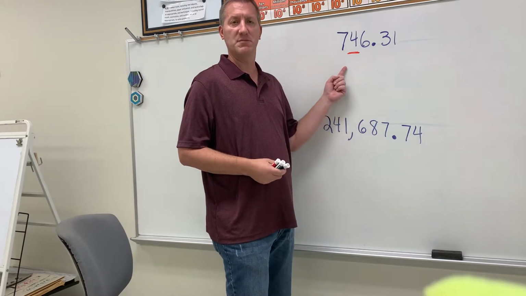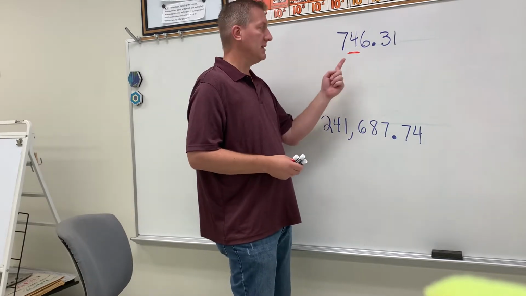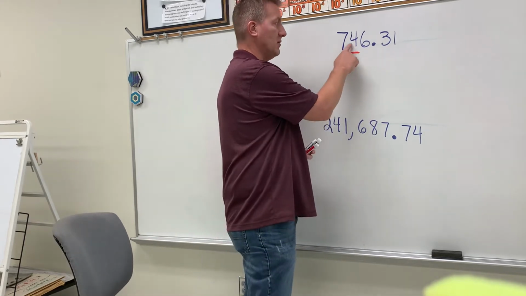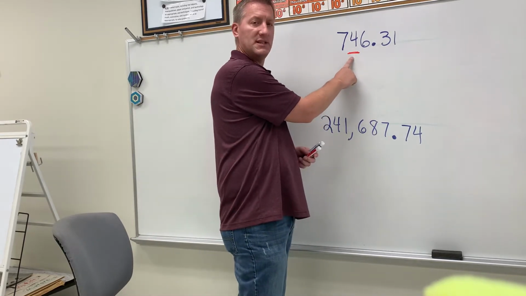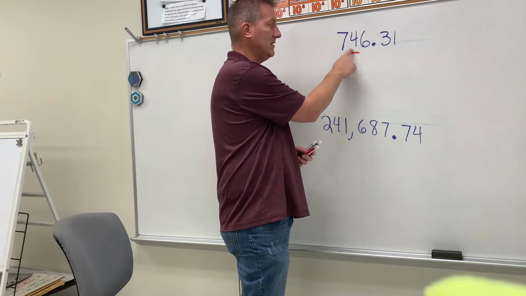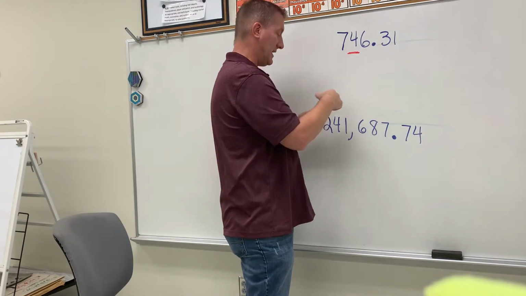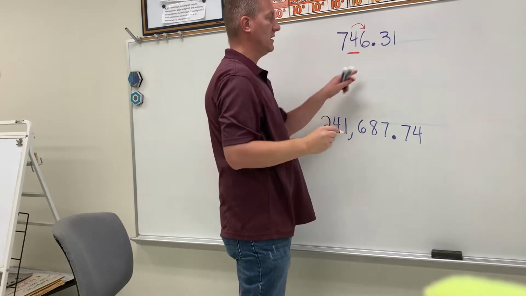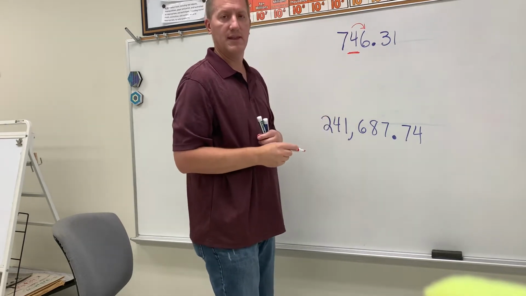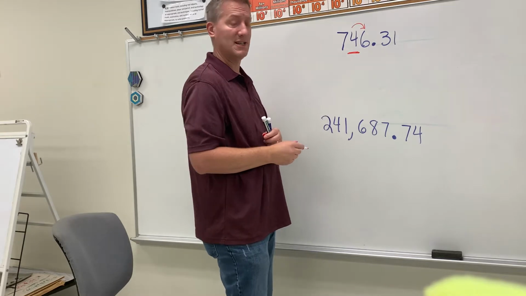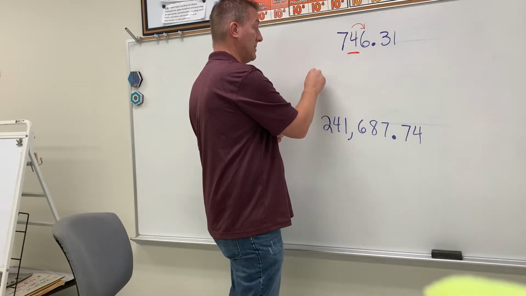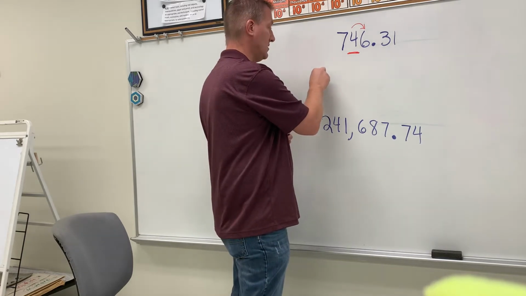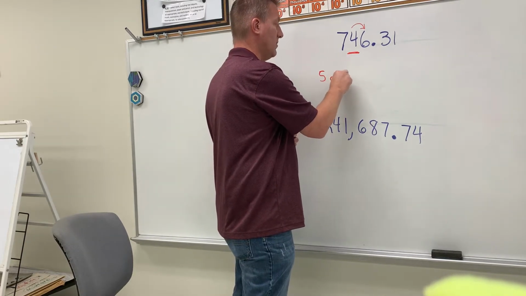Rounding of decimals. Okay, so this is how you would round with decimals. If the tens place was underlined, you would look at the number to the right, and the number to the right is a 6. So remember, 5 or more, raise the score.